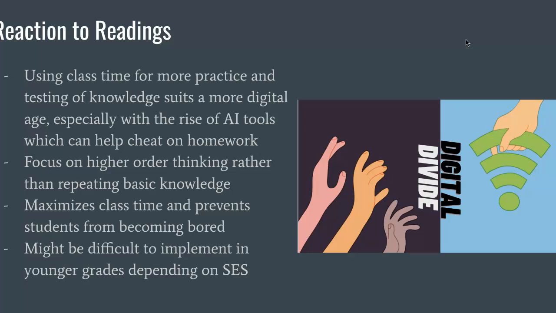So if you assign students fill-in-the-blank homework or going through their textbooks, they can just use AI for that, and instead of learning anything, it just becomes busy work. Plus, during class, they'll become bored during lecture, so having more active learning is a really good way to keep them engaged. Focus on higher order thinking rather than repeating basic knowledge.